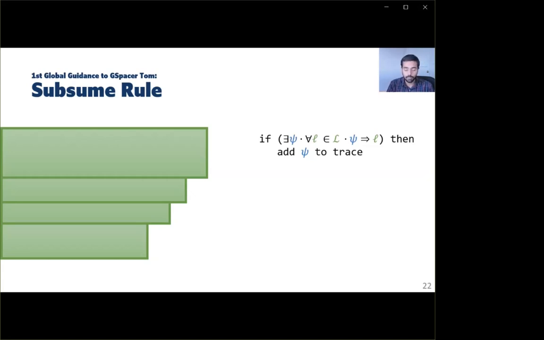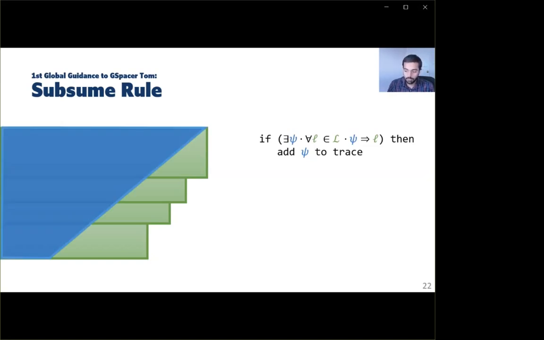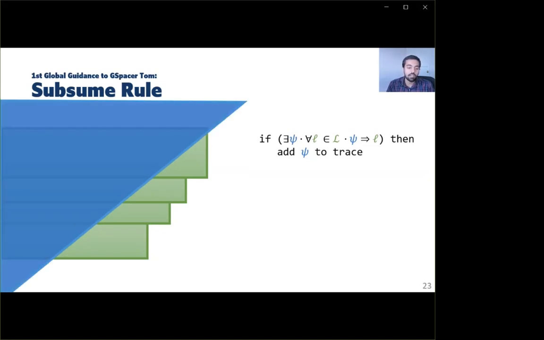Now, what's Spacer trying to do here? Spacer is trying to represent an over approximation of reachable states using a set of lemmas. If we apply the subsume rule, we can represent the same over approximation of reachable states using a single lemma psi. What is the advantage of learning a single lemma? Well, it is much easier to generalize the single lemma than to learn infinitely more green lemmas.